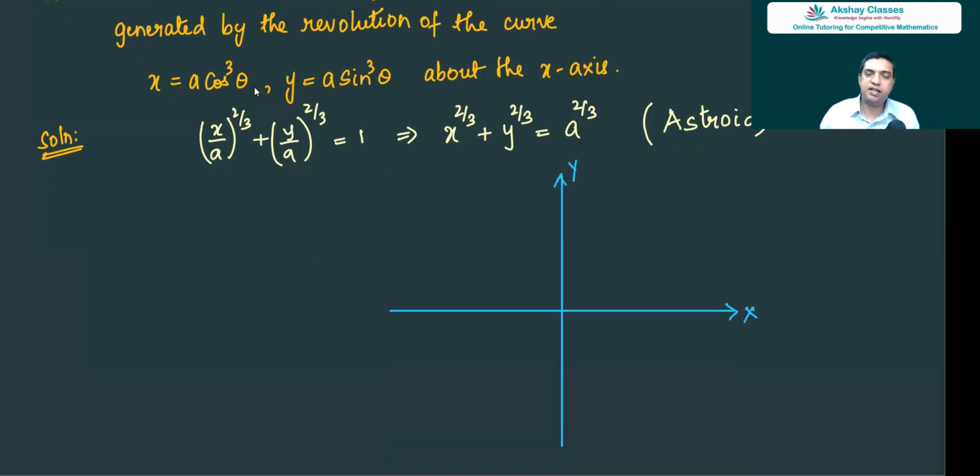One thing is that x and y both lie between minus a and a. X lies between minus a and a. Y lies between minus a and a. And we have shown that it is symmetric about the x-axis, symmetric about the y-axis, symmetric about both axes, symmetric about the origin because of x square, y square. And we drew this curve, the asteroid.